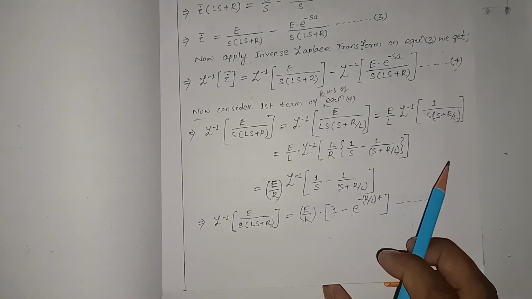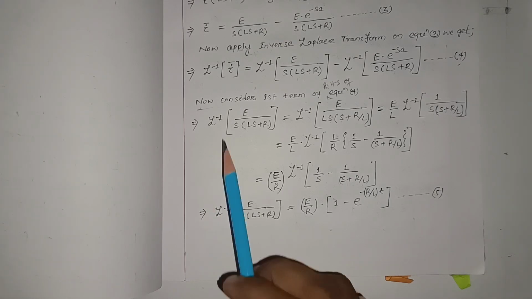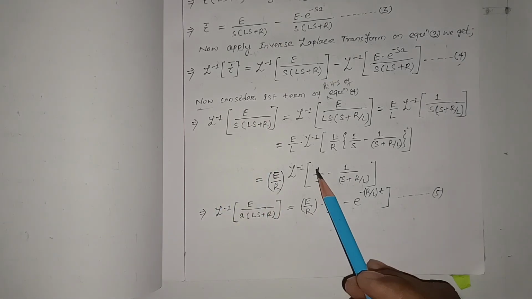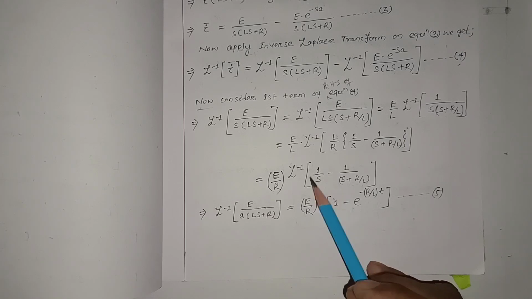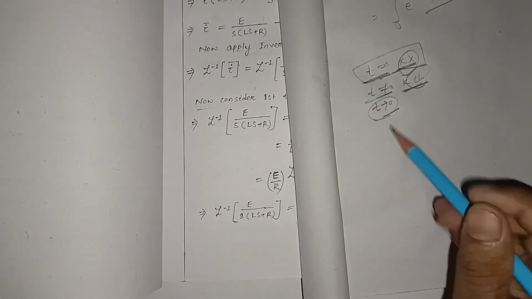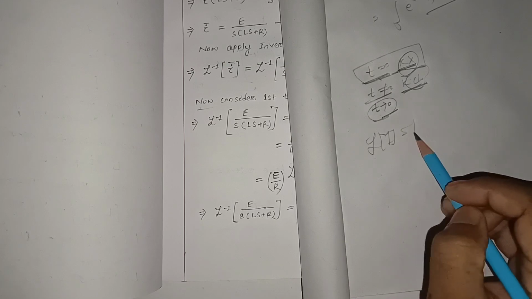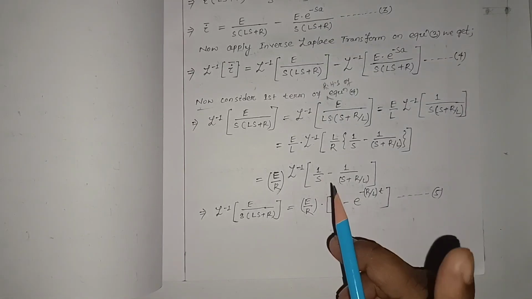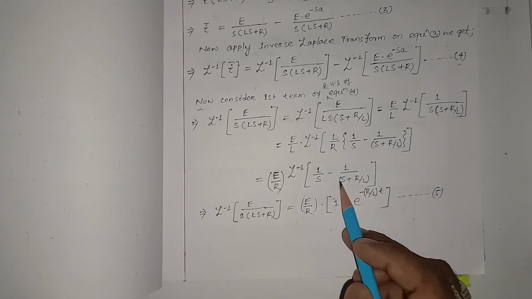Okay, so that implies inverse Laplace transform of this one, E by R is there, 1 by S inverse Laplace transform of 1 by S, because the Laplace transform of 1 we know is 1 by S, so the inverse Laplace transform of 1 by S will be equal to 1. So 1, and now the inverse Laplace transform of this one.